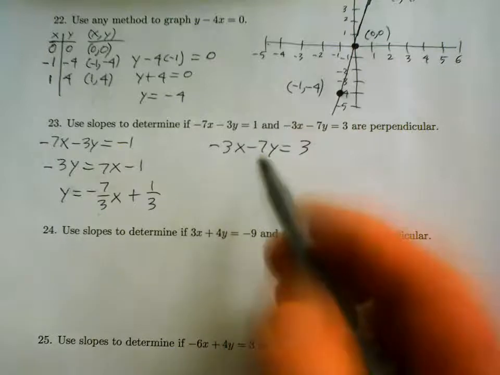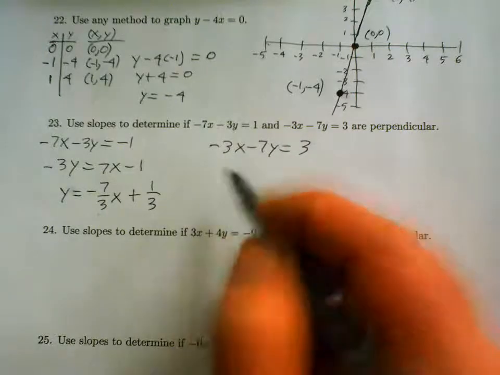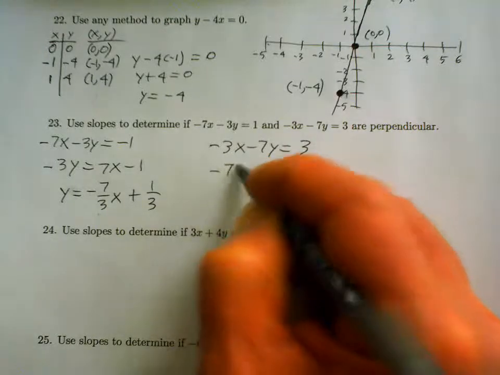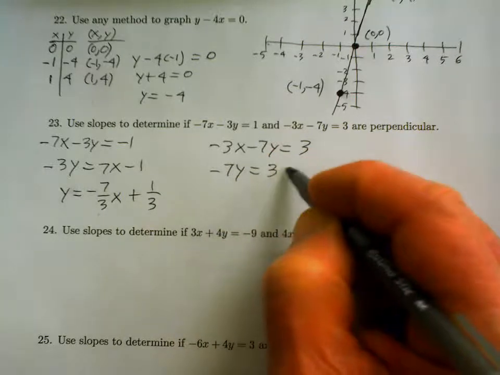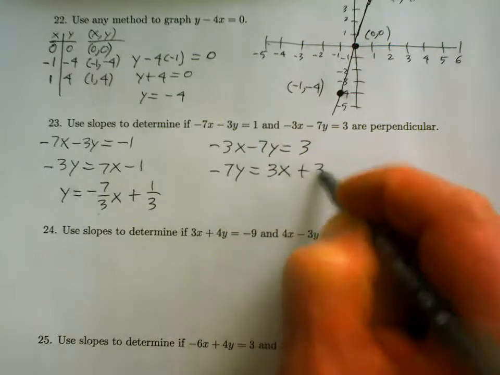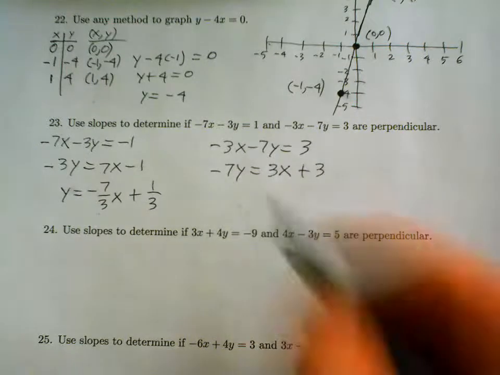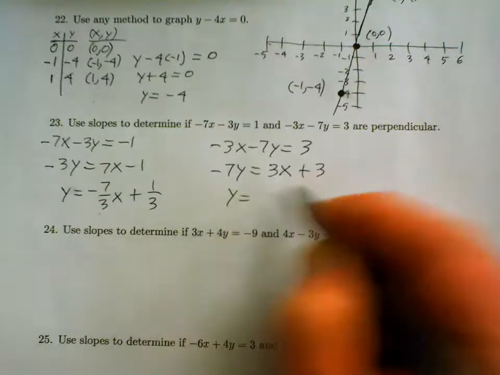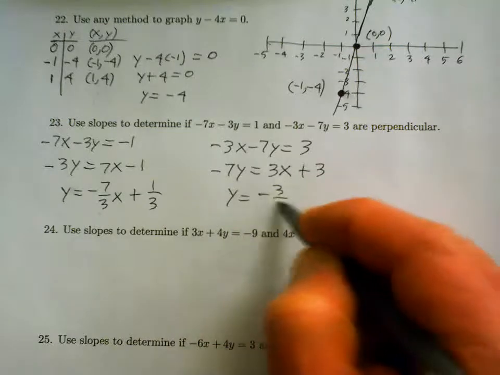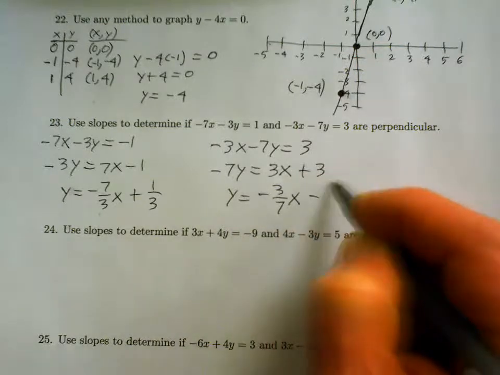Solve for y by adding 3x to both sides, so we get -7y equals 3x plus 3. Then divide both sides by -7. We get y equals -3/7 x minus 3/7.